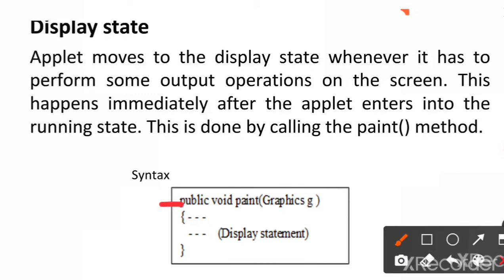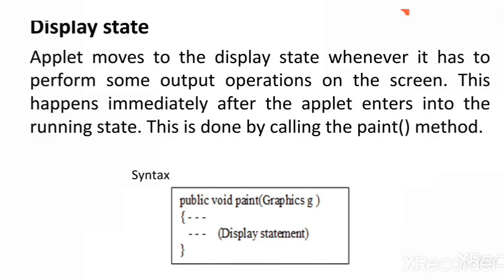We write public and then void and then paint. The paint method accepts an argument of a graphics class, hence we write G. And later we are going to override this paint method by using the methods of this graphics class through an object that we have passed to this paint method.